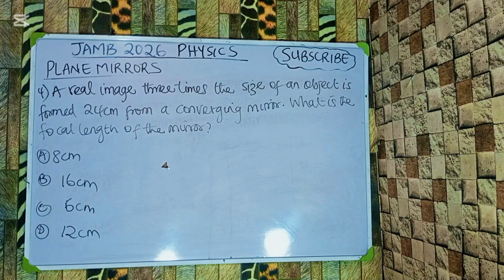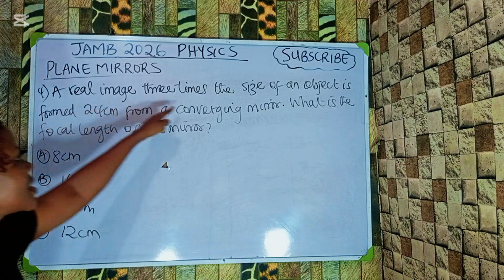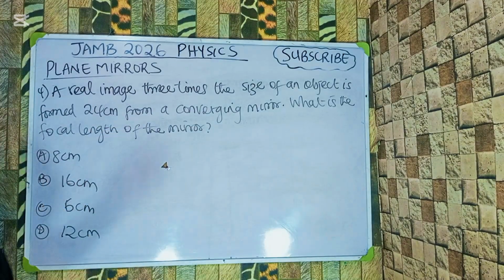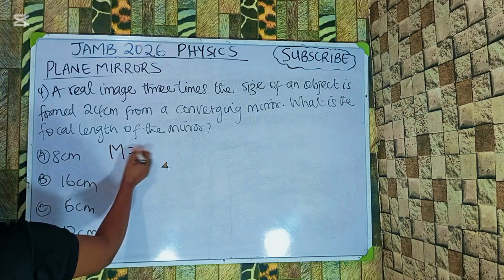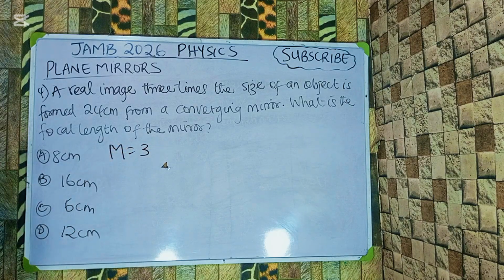Question 4. A real image 3 times the size of an object is formed 24 centimeters from a converging mirror. What is the focal length of the mirror? Okay, so if you hear the words "a real image 3 times the size of an object," it just means that magnification m equals 3, and it is formed 24 cm from a converging mirror.